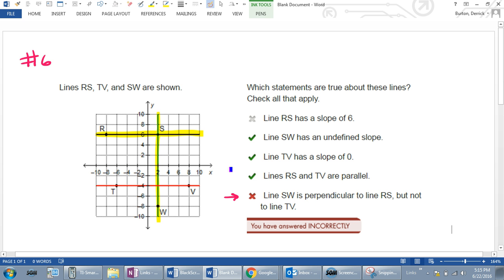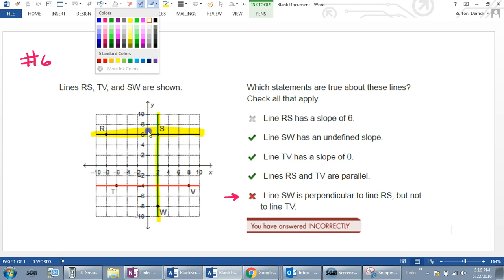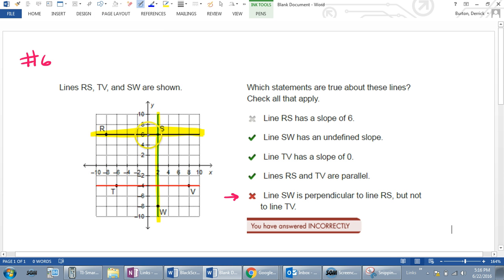RS doesn't. Are these two yellow lines that I just highlighted perpendicular? Actually, they are perpendicular, because remember, with perpendicular we're asking ourselves, is it a 90-degree angle? Basically, does it make a square? The square would be right there where they meet. It's a right angle.